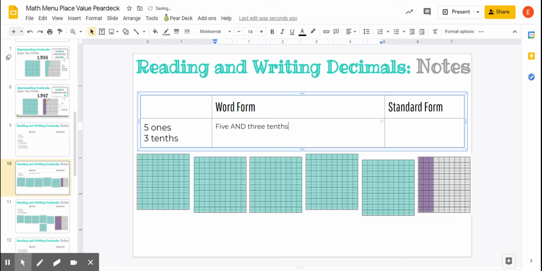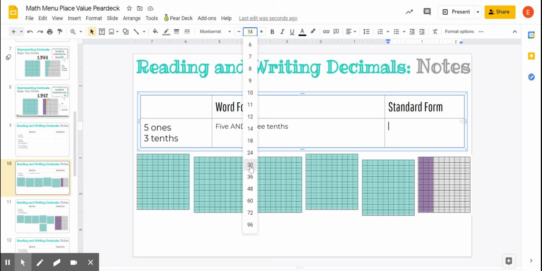Okay, so the 5 ones, 3/10 becomes 5 and 3/10. And if I'm writing that in standard form, that just means in a decimal form, I'm using just digits and symbols.